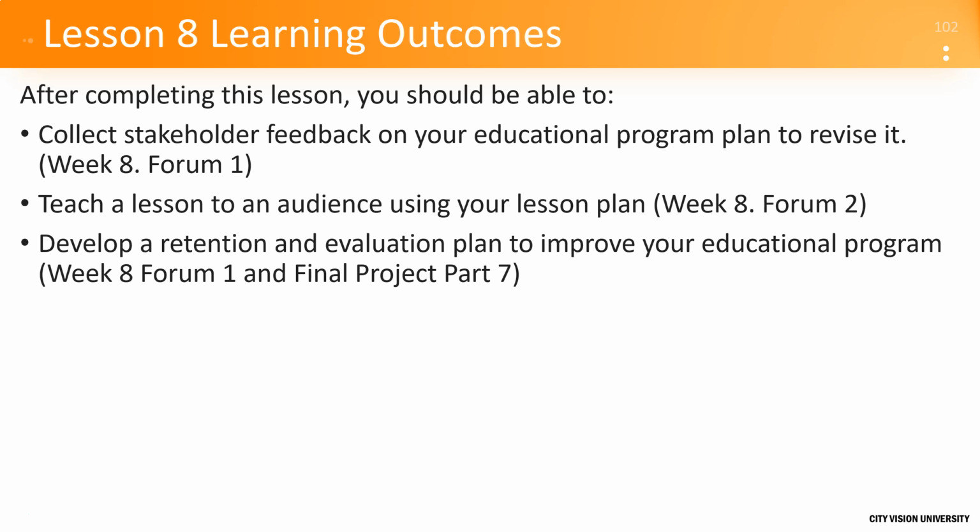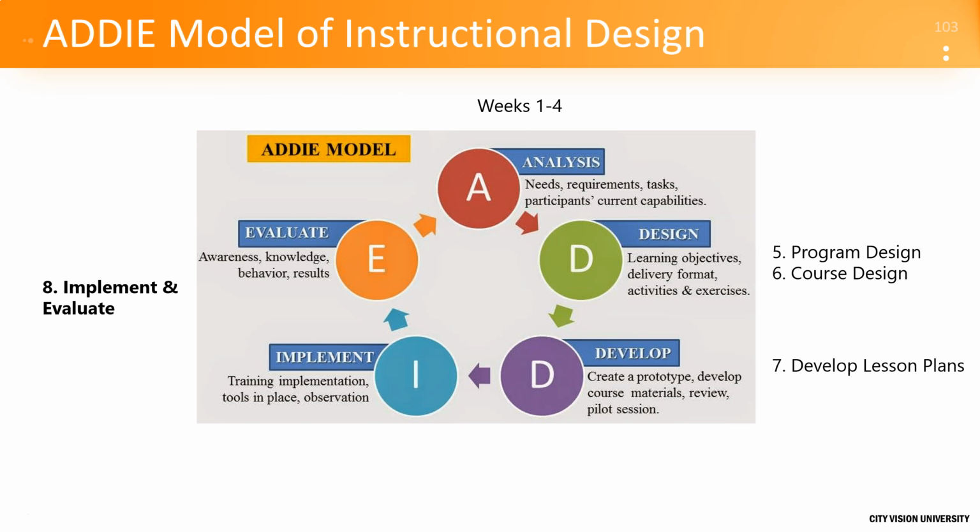So the learning outcomes for this lesson are, at the beginning, we want you to collect stakeholder feedback on your educational program plan to revise it. You're going to need to contact someone in your organization to get additional feedback. Then, to teach a lesson to an audience using your lesson plan and to reflect on that experience. And then the final project component is going to be developing a retention and evaluation plan to improve your education program. Now, tying this back to the ADDIE model, week 8 is where you're going to be implementing.